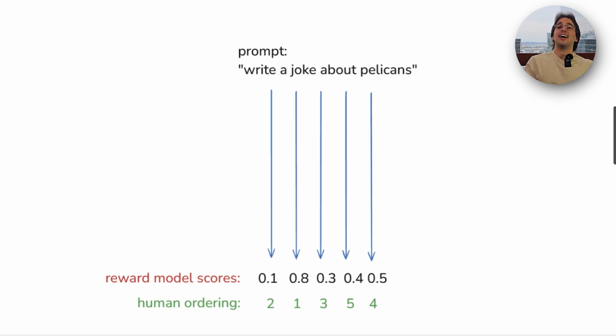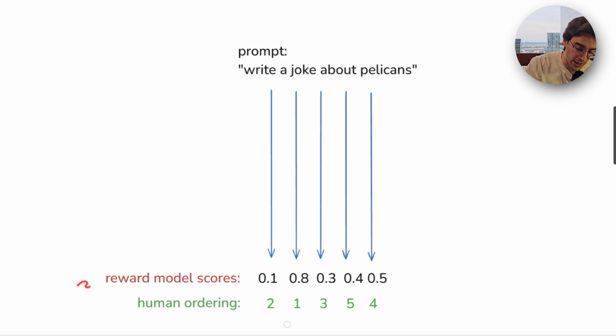But since it's very hard to put a score on something so abstract like a joke, what we're going to do is to hire a human to give orderings. So rather than putting a score from 1 to 10, we just order these, for example, 5 jokes from 1 to 5. And in this example, our human ordered this as the first most funny joke and this as the second most funny joke.